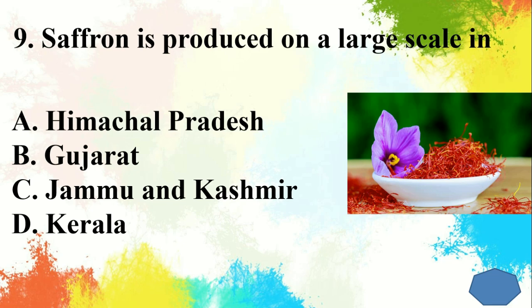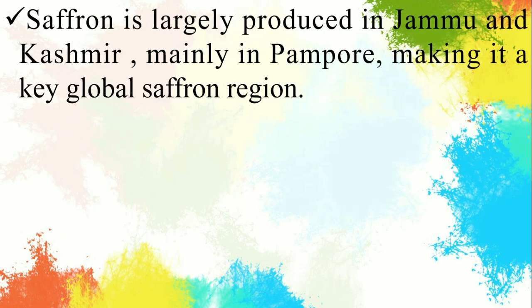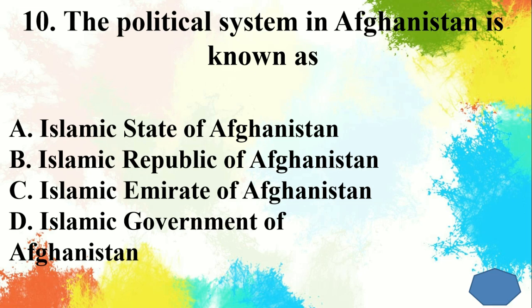Question 9. Saffron is produced on a large scale in. Answer: Jammu and Kashmir. Saffron is largely produced in Jammu and Kashmir, mainly in Pampore, making it a key global saffron region. Question 10. The political system in Afghanistan is known as.